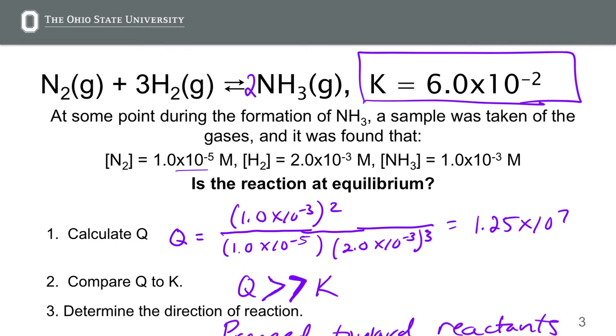So mathematically, does that make sense? If we have a large value of Q in comparison to K, we must have a larger numerator and a smaller denominator than what we calculated for K. And so in order to balance that out, to go more towards this value, we need to decrease this value and increase these denominator values, which means less products, more reactants. So the reaction needs to go towards the reactants. Make sense?